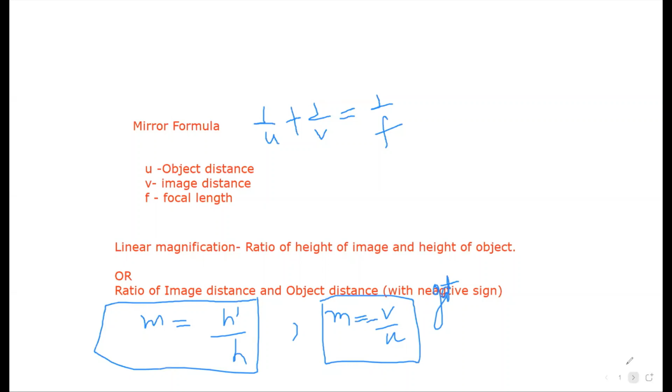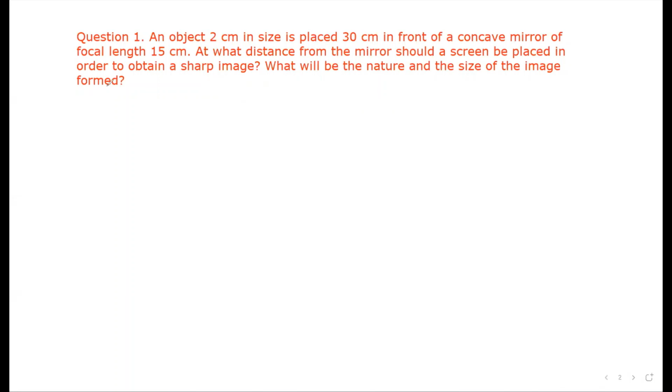So now we will check how to apply these formulas in solving the numericals. Now, question number 1 is: an object 2 centimeter in size is placed 30 centimeter in front of a concave mirror of focal length 15 centimeter. At what distance from the mirror should a screen be placed in order to obtain a sharp image? What will be the nature and size of the image formed? So let's start how to do it.